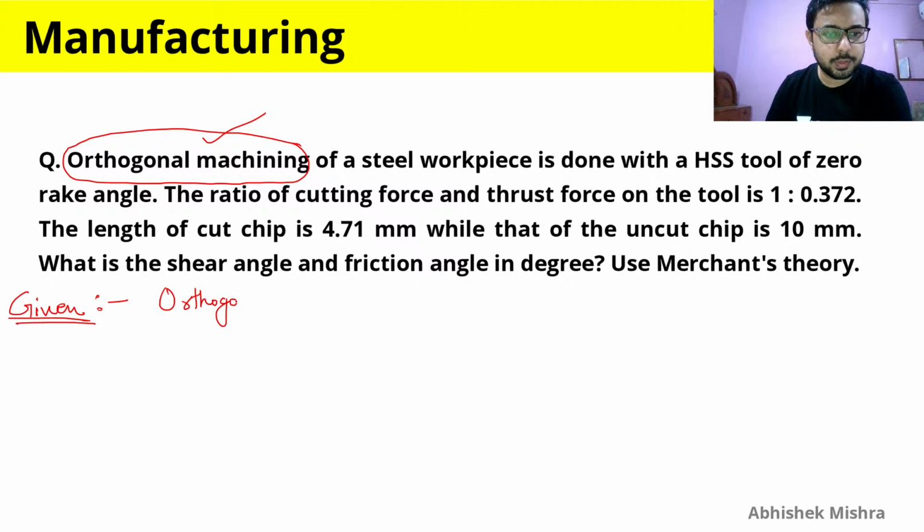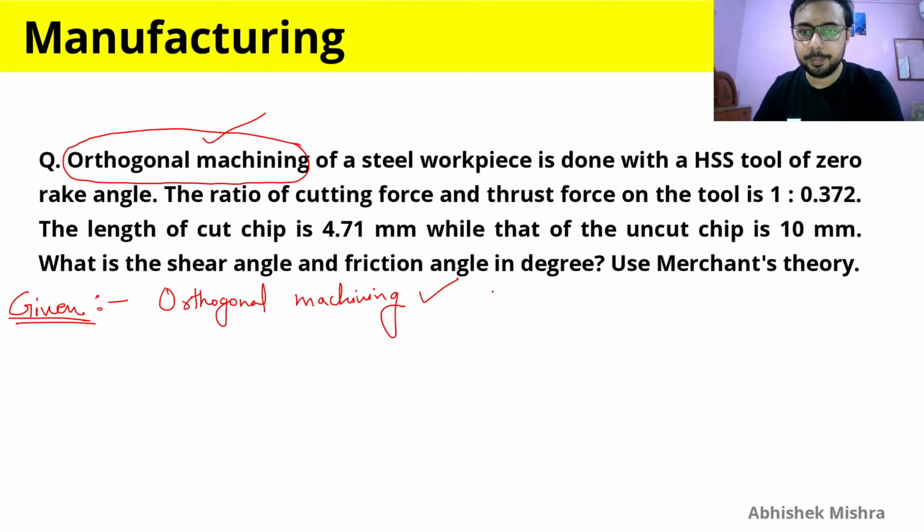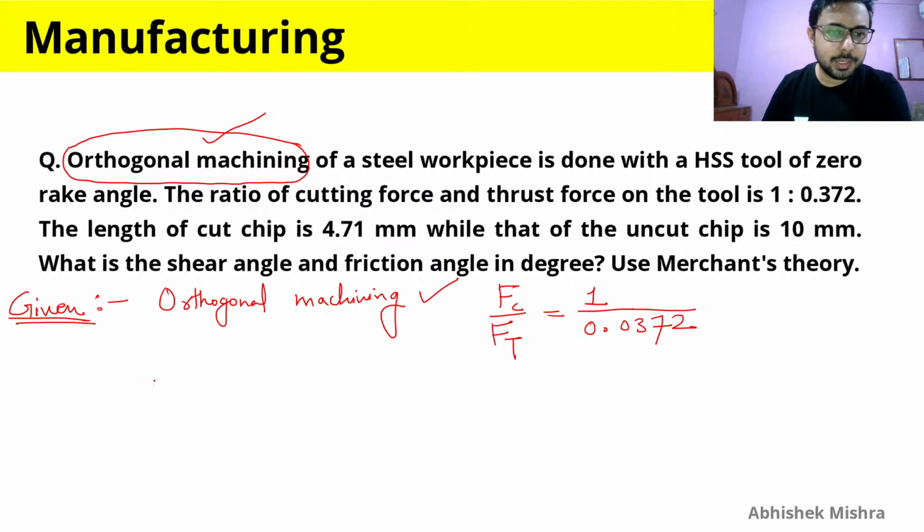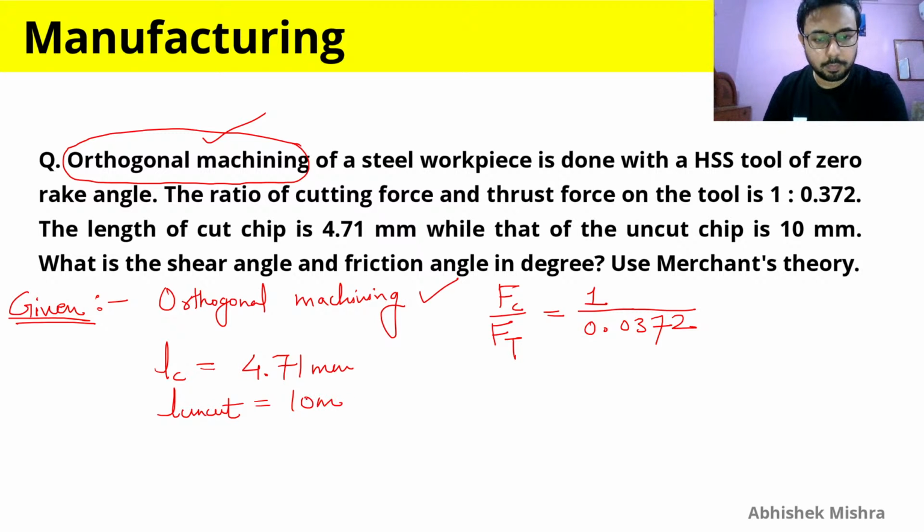So first of all, we are being provided with the information that the machining happening in the question is orthogonal machining, and ratio of cutting force to thrust force is equal to 1 by 0.0372, and the length of cut chip is 4.71 mm, while that of uncut chip is, so we will just write uncut. As you can see, length of cut chip is less than the length of uncut chip. So you can just remember this little info, so that you get a better look at the concept: length of cut chip is smaller and length of uncut chip is larger.